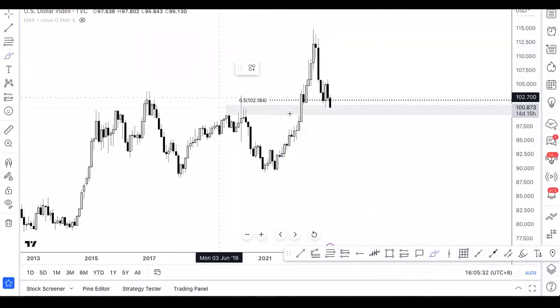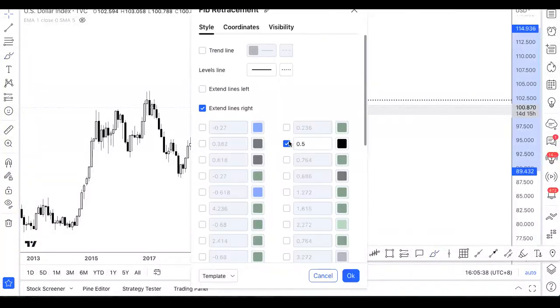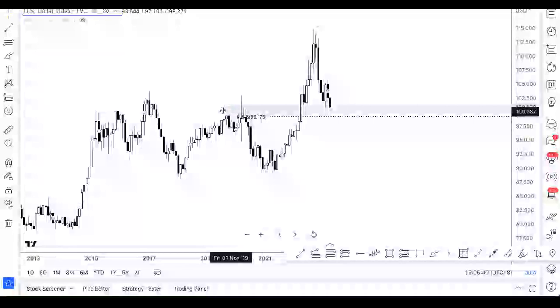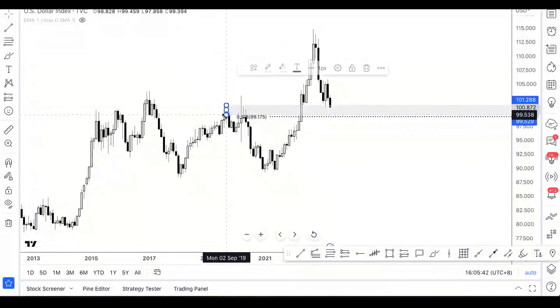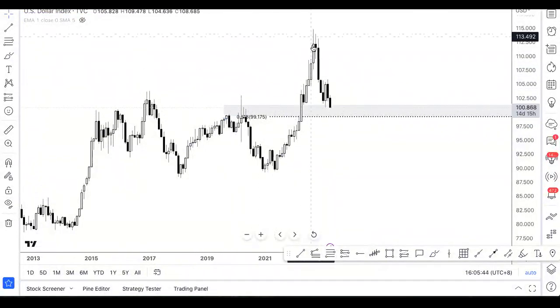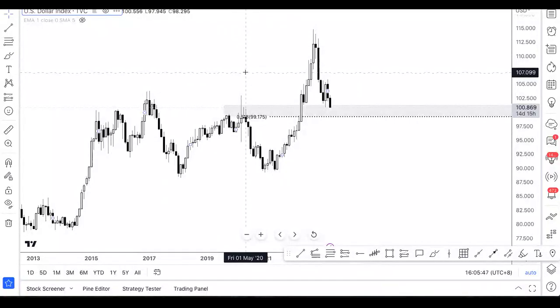So the 50% is broken, so this is no longer valid. Price came in, you can see it tapping the 50% before it broke right through. So the next level that would be valid, the nearest level, is 61.8, which is lying slightly lower, in line with this resistance and support level here. So this is the picture on the monthly.